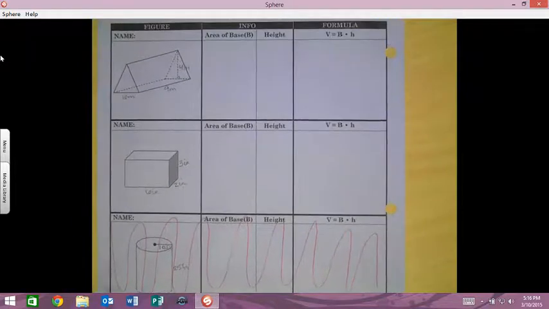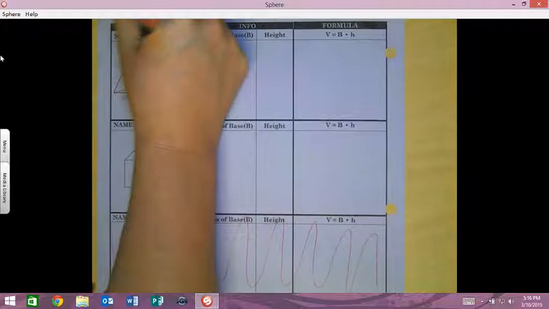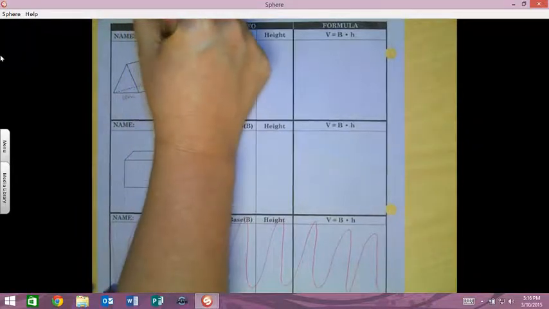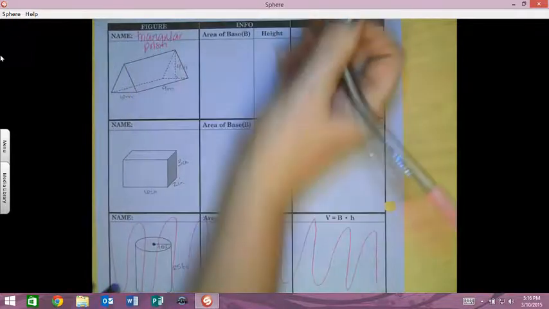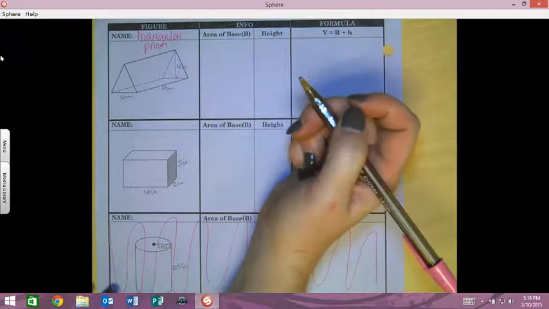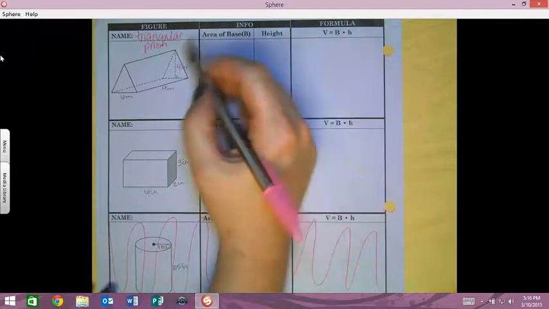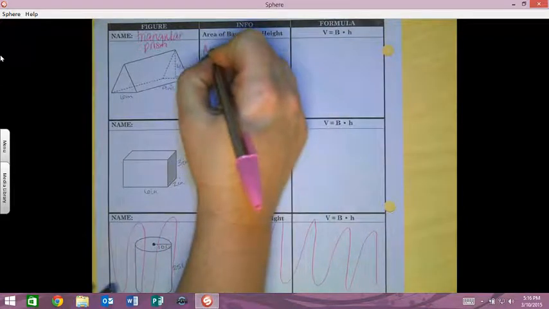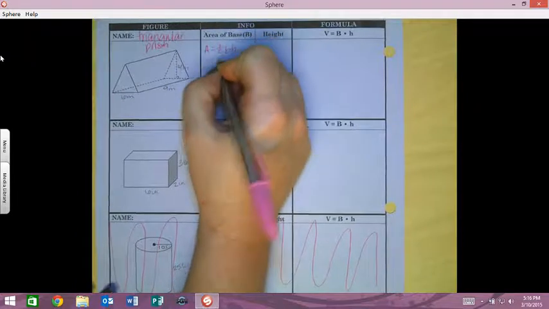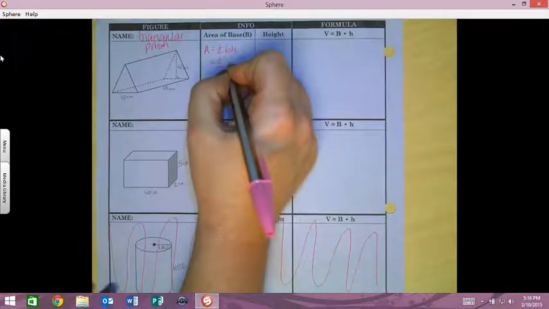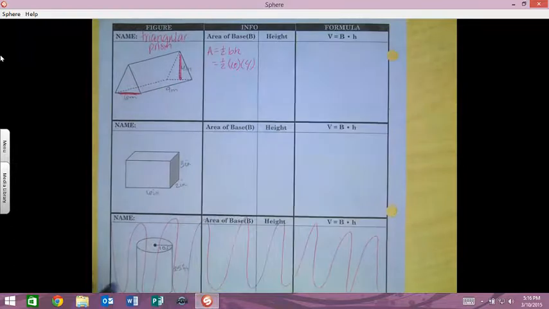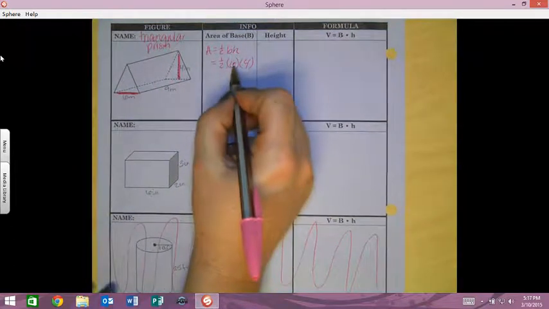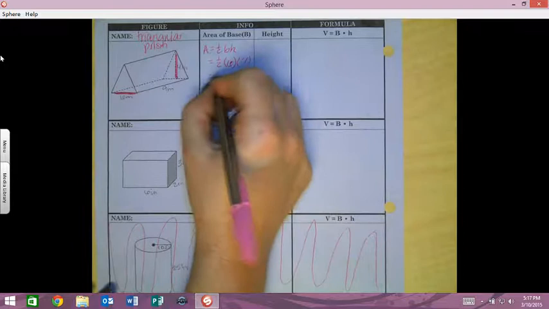Okay, welcome back. So again, we have another triangular prism. So you should have triangular prism. And our base this time is going to be a triangle. So we have area equals 1/2 base times height. So we have 1/2 of 6 times 4, because here's our base of our triangle. Here's our height of our triangle. So 1/2 of 6 is 3, and 3 times 4 is going to be 12.